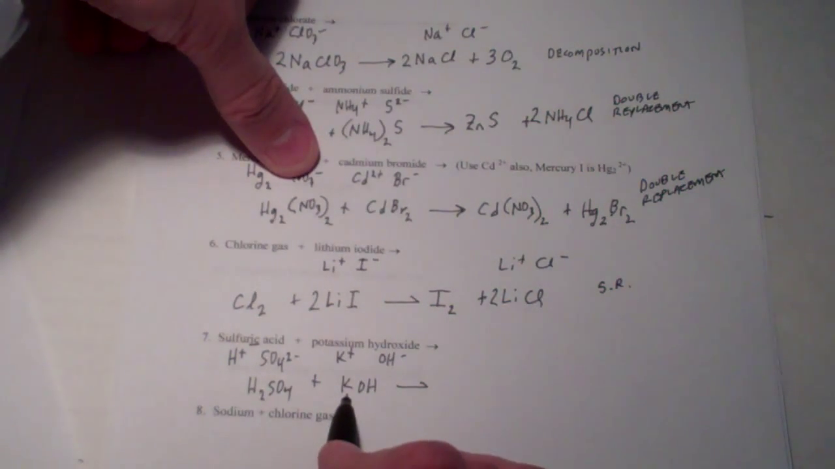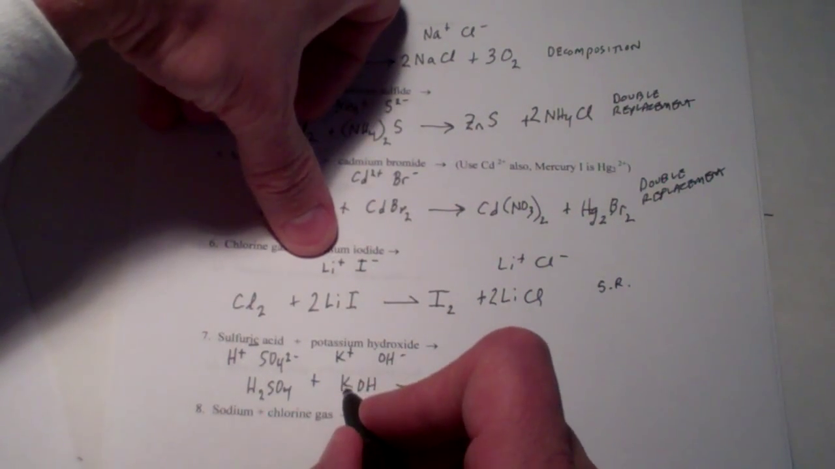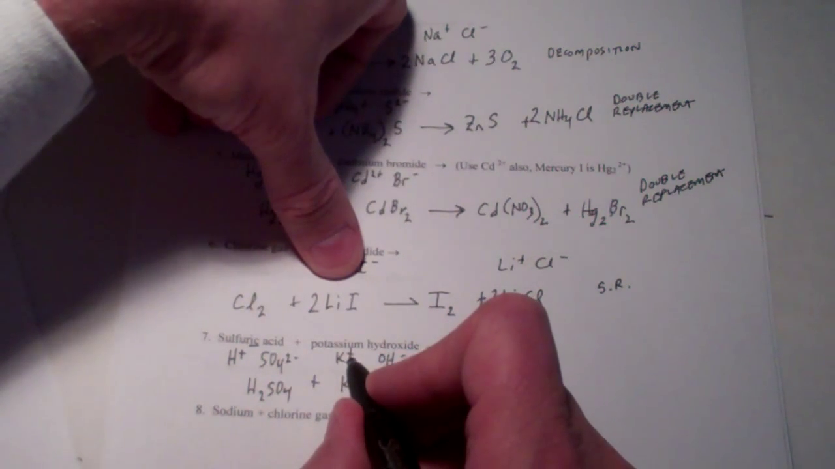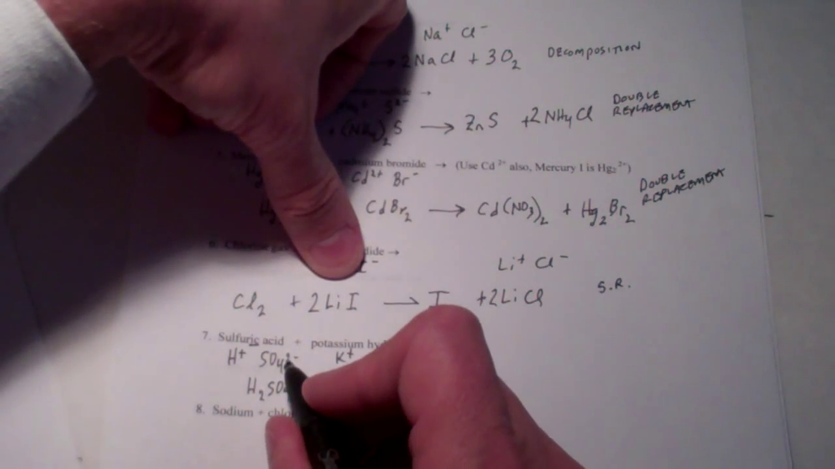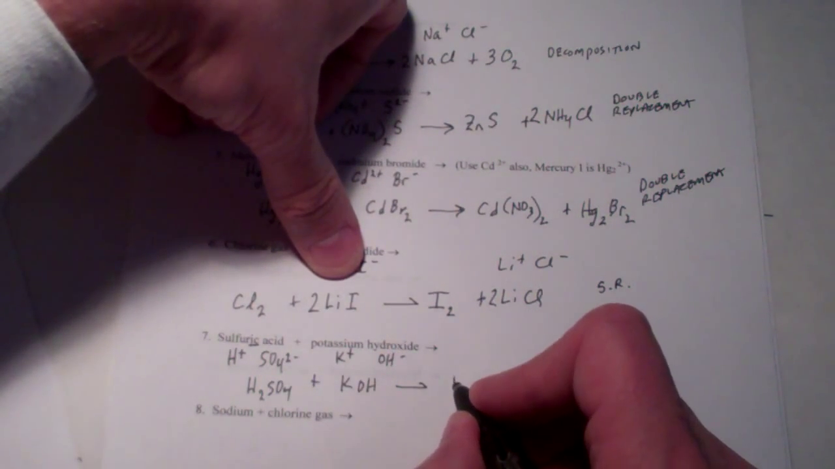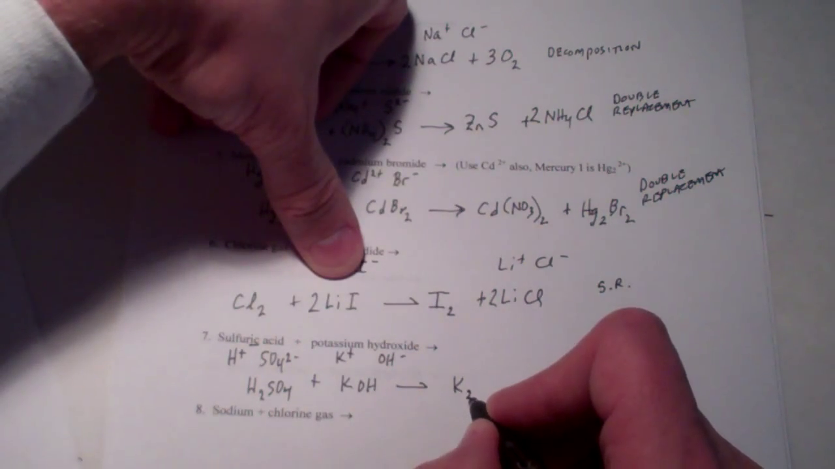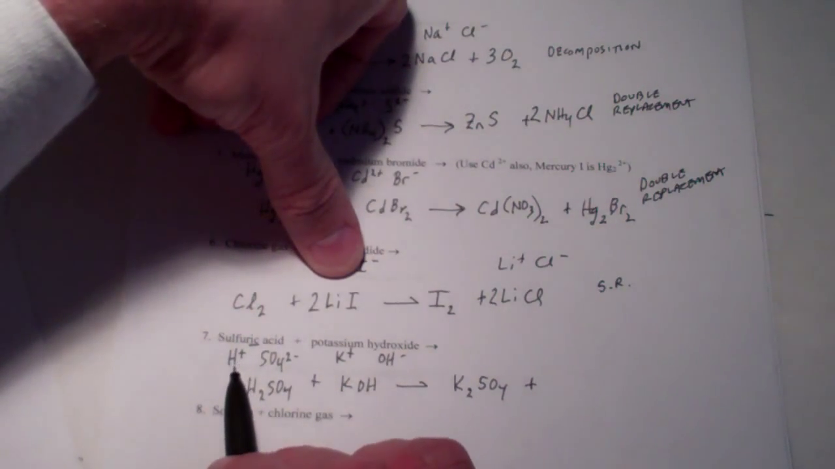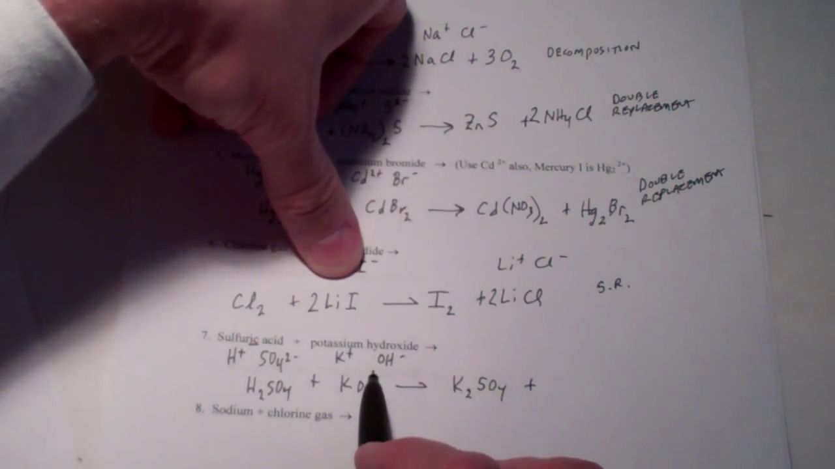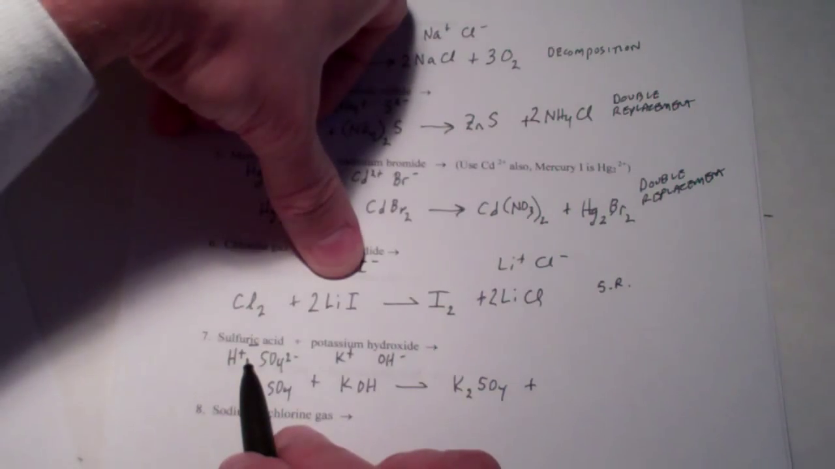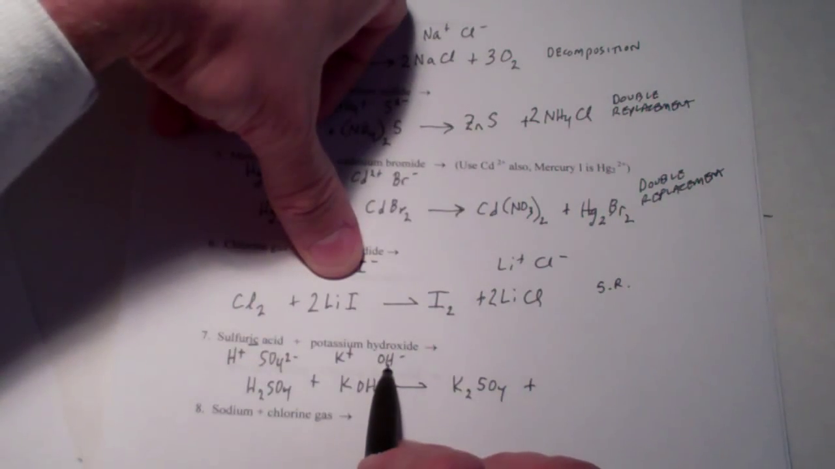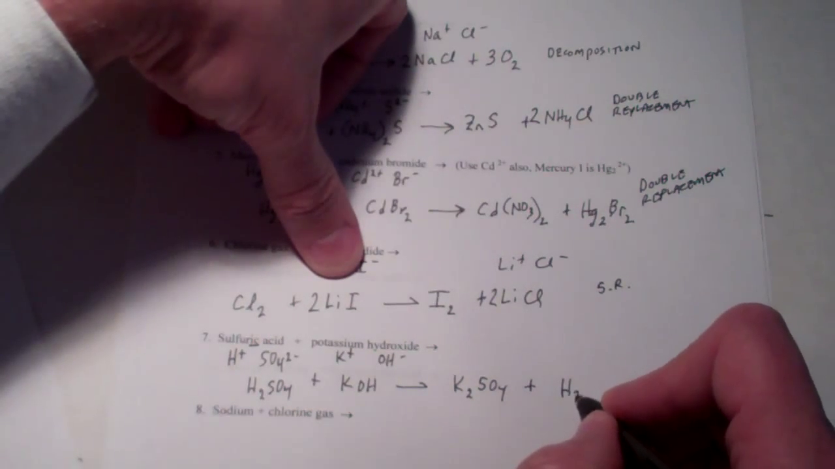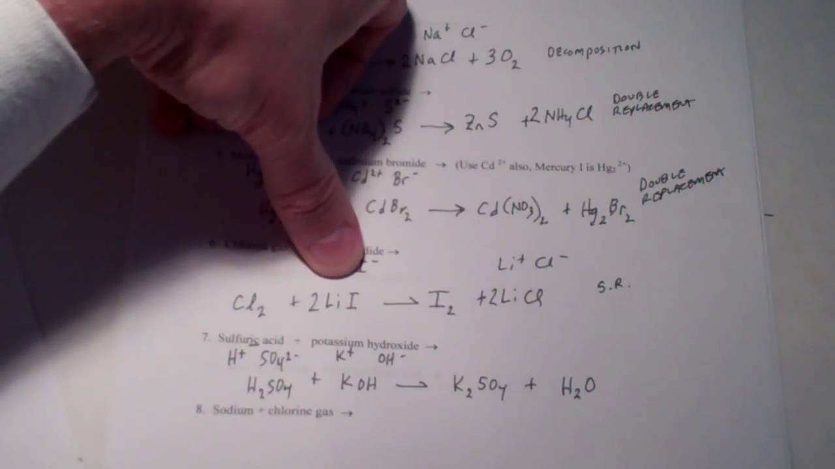So H and K will switch positions. K will get together with sulfate. Keeping in mind when potassium forms a bond, has a positive 1 oxidation number, sulfate is a polyatomic with a negative 2. So we have K2SO4 plus H and OH get together. Now H will act as a metal with a positive 1 charge, hydroxide's negative 1, so we have HOH, but we usually write that as H2O.